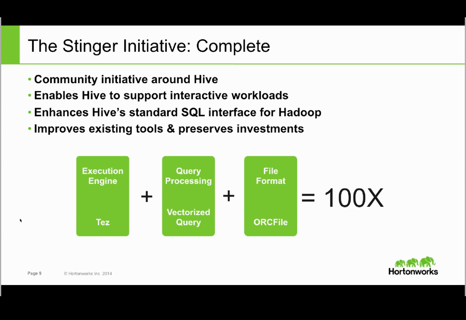So that's why the Stinger Initiative was launched. Stinger Initiative was really an open roadmap developed 100% in open source to improve Hive's performance 100x and introduce interactive query to Hadoop.